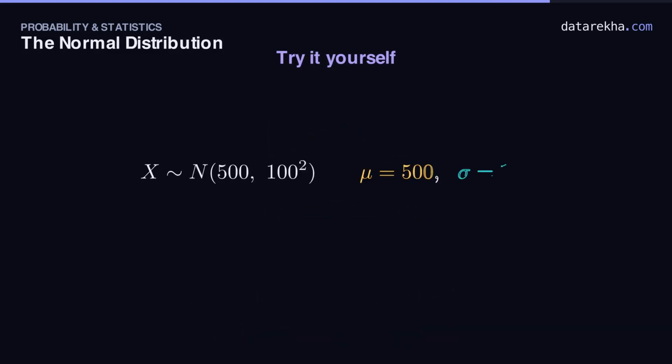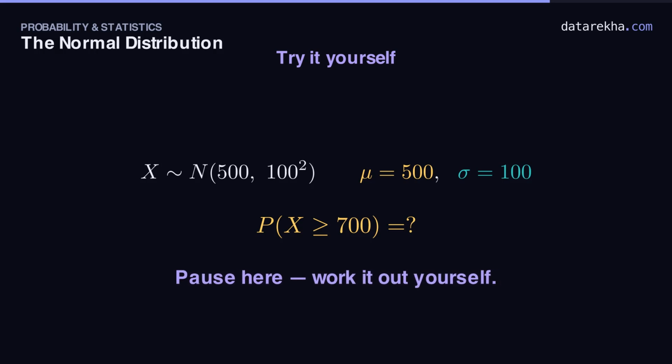Your turn now. X is normal with mean 500 and standard deviation 100. Find the probability that X is at least 700. Pause the video and try it before I do.